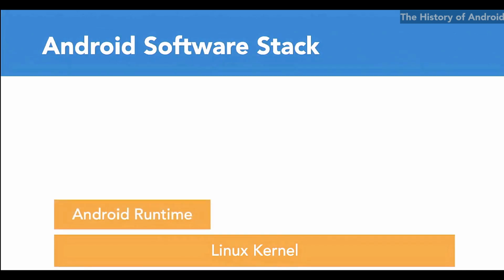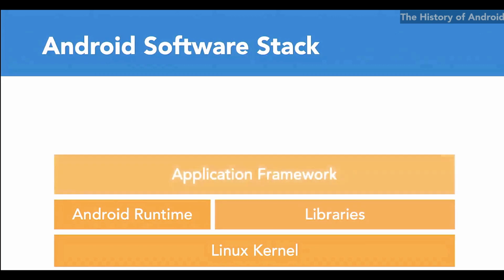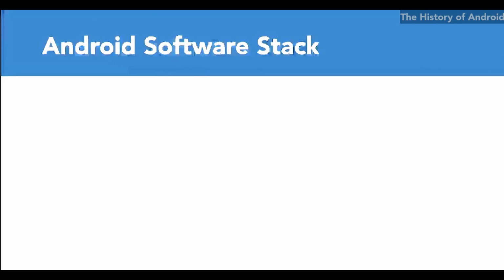On top of the kernel, there's the Android runtime and a set of libraries that enable the operating system's behaviors. The next level up is the application framework, which sits on top of the Android runtime and the associated libraries. And finally, at the top, there are the apps themselves, including both those that are included with the operating system and those that the user installs. Let's break down each of these layers.